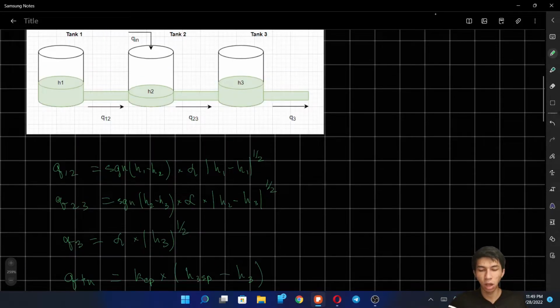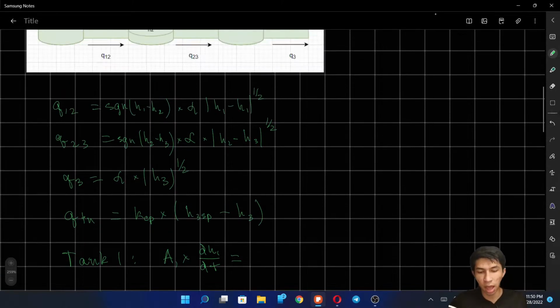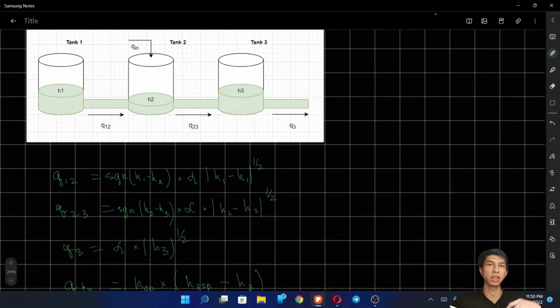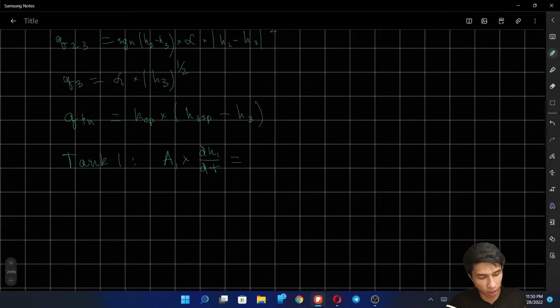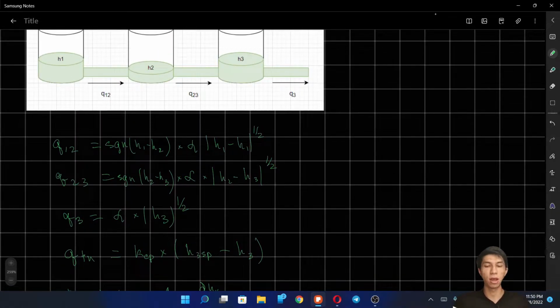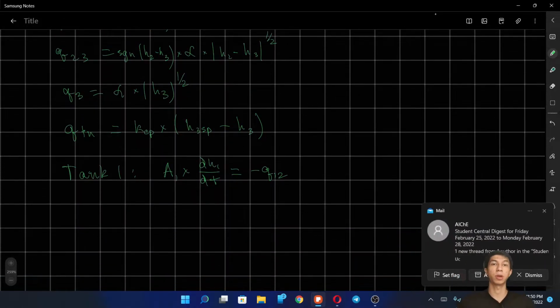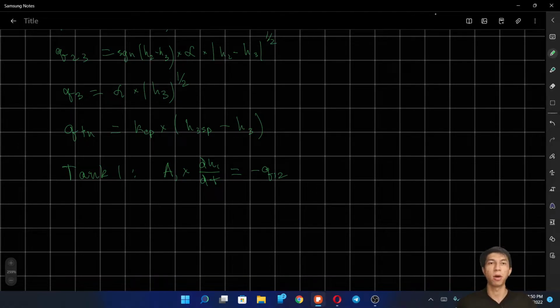It is only dependent on the flow between tanks 1 and 2, right? So we're just assuming it to be leaving, so we make it negative Q12. If the height of the second tank is greater than the height of the first tank, the value becomes negative, which makes the term positive, so the flow will be going from tank 2 to tank 1.